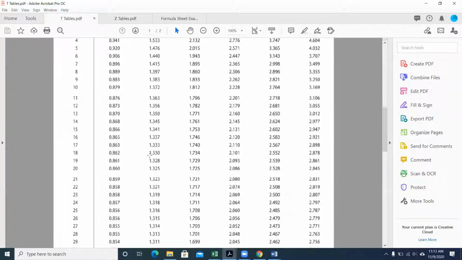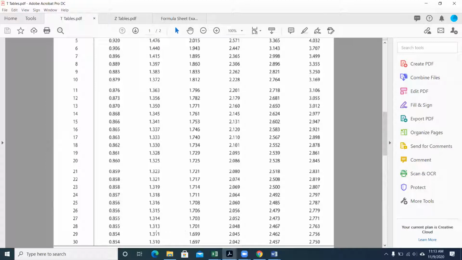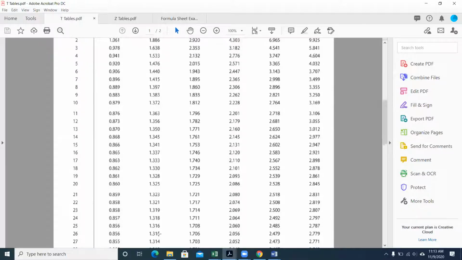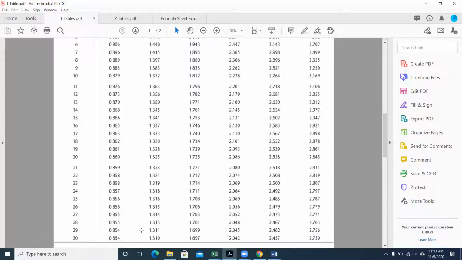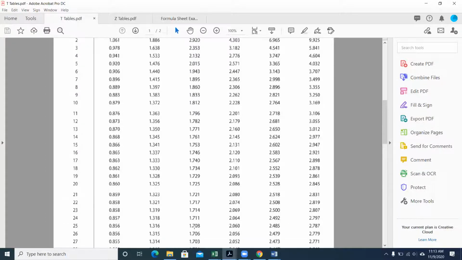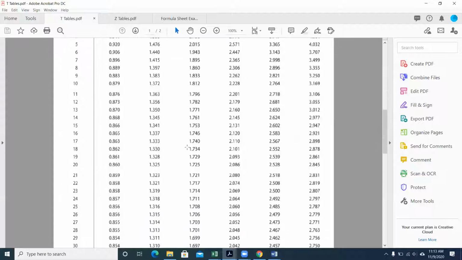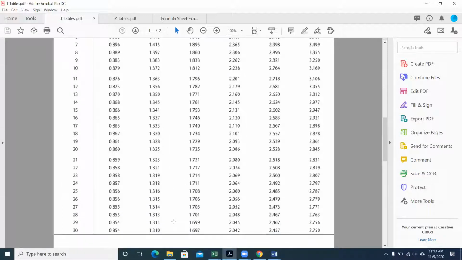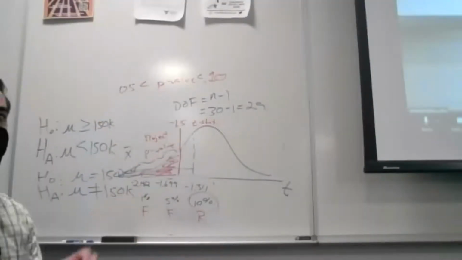So I go down here to my degrees of freedom. Where would negative 1.5 fall if all these values were negative? Somewhere in between these two. Well, if I know the area to the left of negative 1.3 is 0.1, and the area to the left of negative 1.7 is about 0.05, then the area to the left of negative 1.5 is somewhere in between that range, between 0.05 and 0.1. So all I can really say is my p-value is somewhere in the range of 0.05 to 0.1.